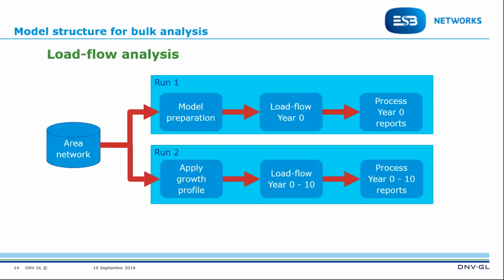So the load flow analysis, we're doing in two steps. The first step is to carry out run 1 on year 0, and that is really just giving us comfort that the model will run successfully, without committing to a full bulk analysis and having to wait a significantly longer time to know that there are problems with the model. So we're doing the QA first, then running a year 0 load flow and processing the year 0 reports for review before we move on to run 2 and carry out the full bulk analysis on any of the area networks.